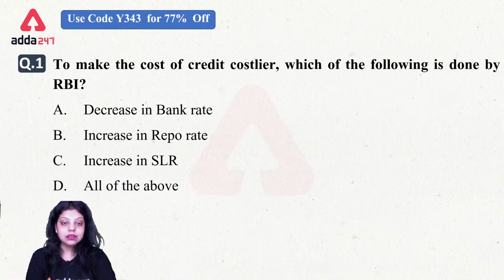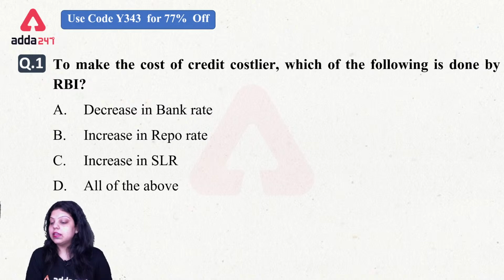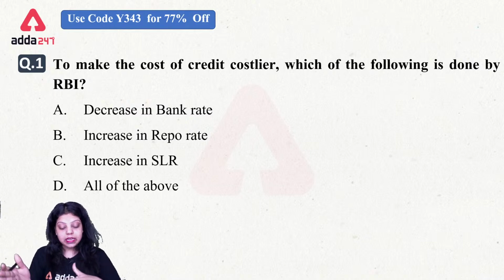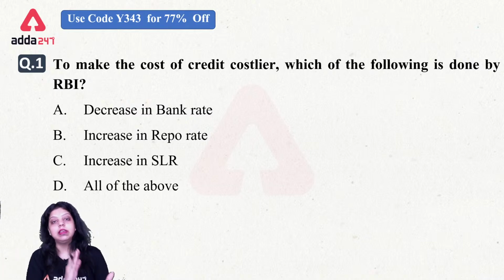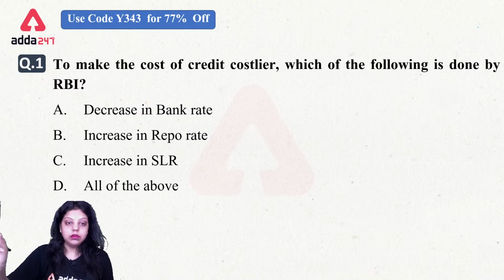The first option is saying that RBI has to decrease the bank rate. Second is saying RBI has to increase the repo rate. Third is saying RBI has to increase the SLR, and fourth is saying all of the above. So which of the following steps will be taken by Reserve Bank of India whenever it wants to increase the cost of the credit available in the market? Now let me know what will be the right answer for question number 1.